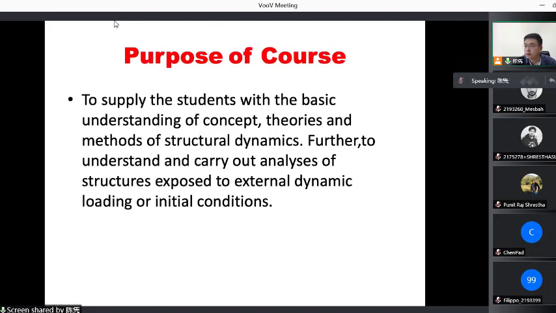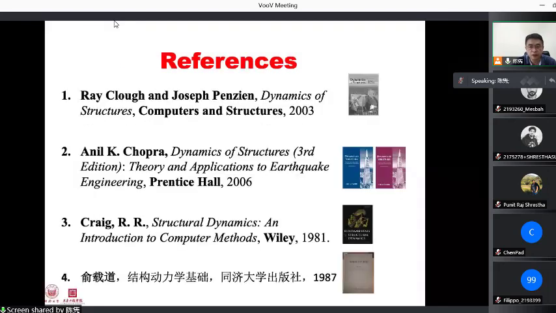So this is the purpose of this course. I will not repeat this. After this course, if I give you a structure and I give you external loading, you can calculate the responses of this structure due to this load. So this is the purpose of this course. And the textbook of this course is this one.